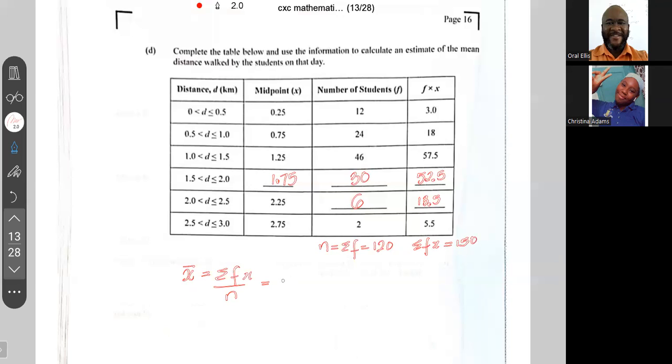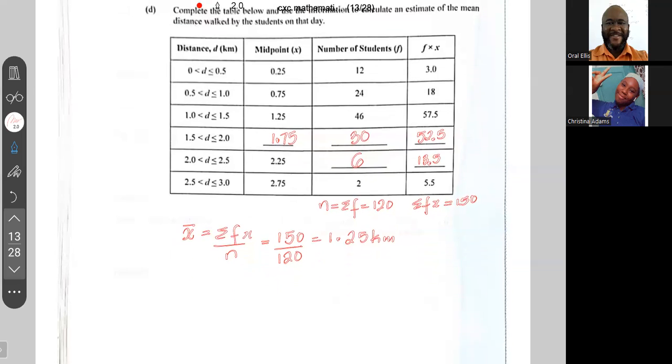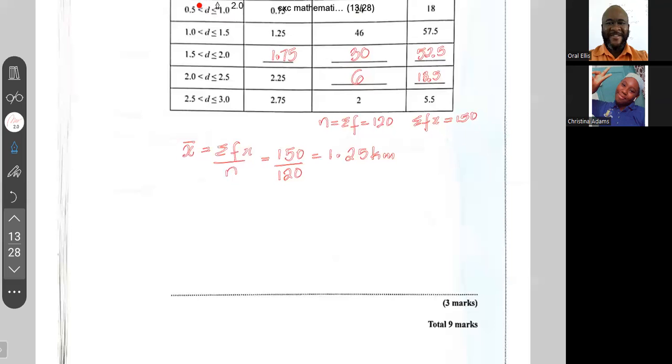So this is 150 out of 120. So the mean is 150 divided by 120. The mean or the average distance a student walked to school was 1.25 kilometers. An estimate of the mean is 1.25 kilometers.